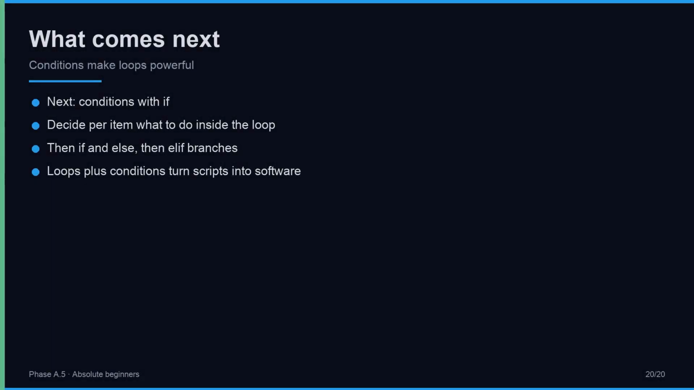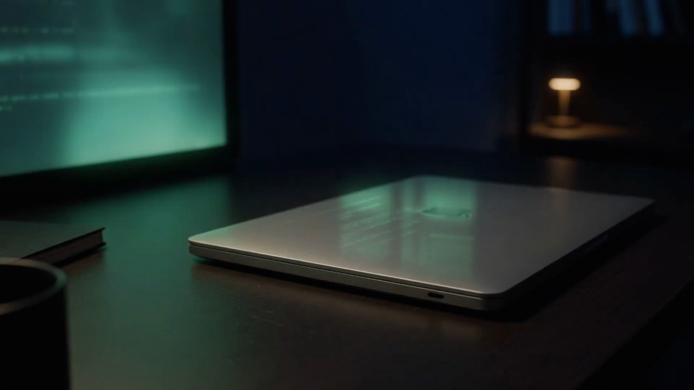Where do you go from here? You now have the for loop over a list. Next you learn conditions, the if statement, so you can decide inside a loop what to do with each item. After that, if and else together, then elif for multiple branches. Once you can loop and branch, you can write real programs: filter a list, transform data, search for values. Loops and conditions are the two tools that turn a script into software. The next lesson opens conditions with if. Thanks for walking your first list with for. Onward to conditions.